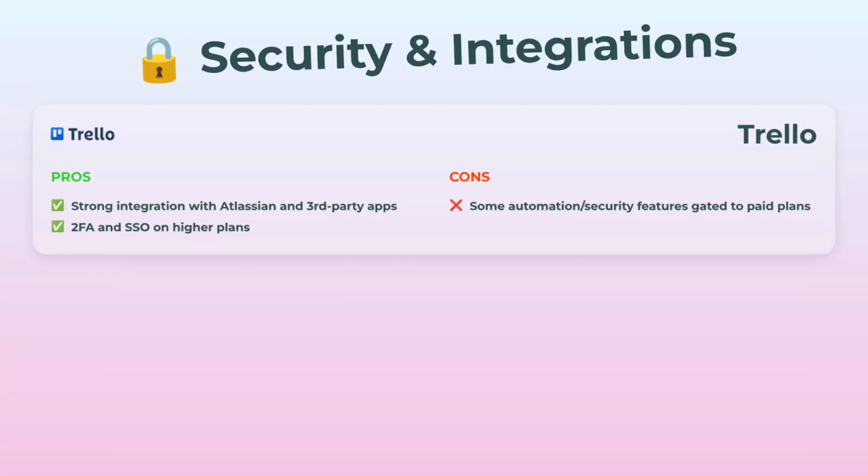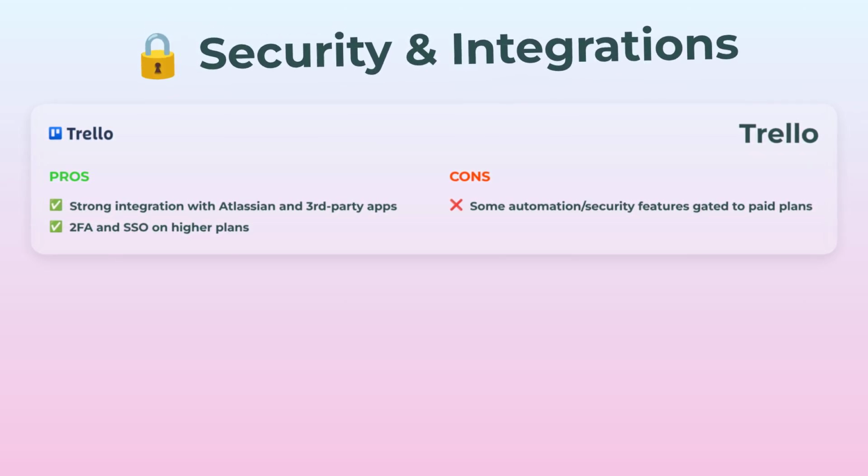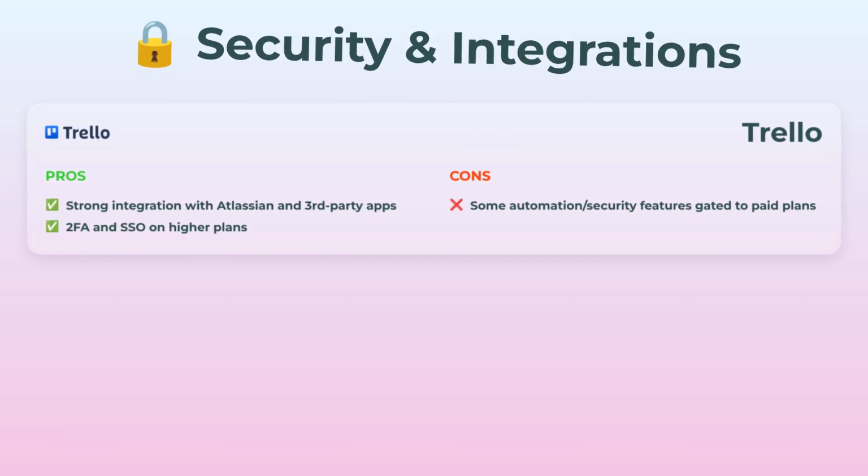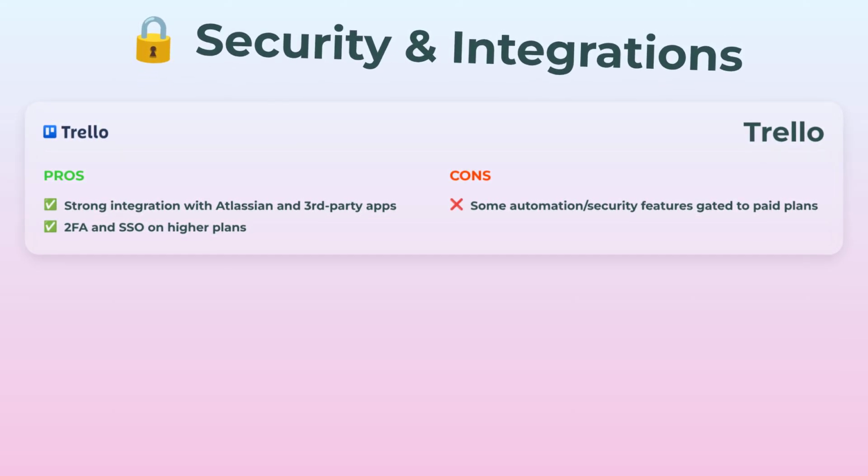So both Trello and ClickUp are kind of boss here. Trello hooks into the Atlassian universe as well as plenty of third-party apps. You get two-factor authentication and single sign-on, but only on higher plans. Some of the slicker automation and security features are also gated behind those paid tiers.